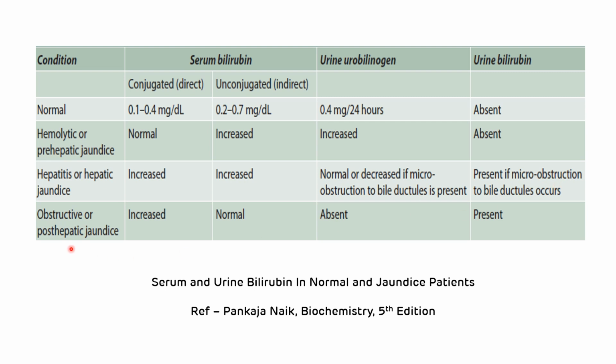In obstructive jaundice or in post-hepatic jaundice, the conjugated bilirubin is increased while unconjugated bilirubin is normal, and urine urobilinogen is absent in case of obstructive jaundice, while urine bilirubin is present.